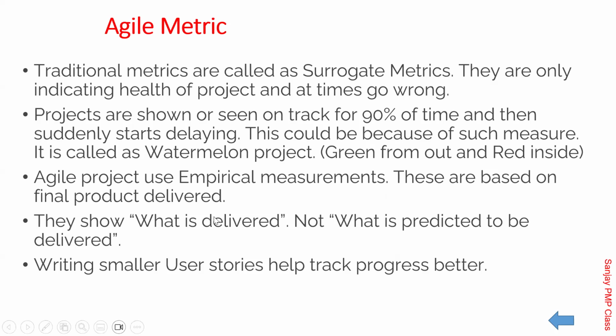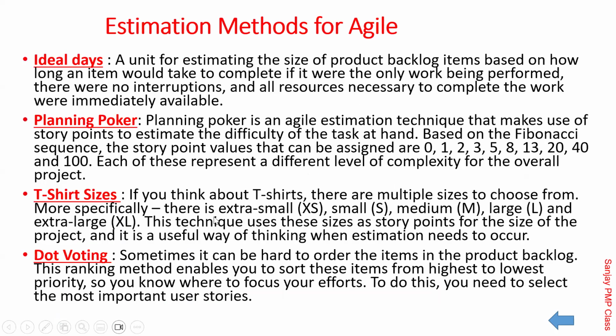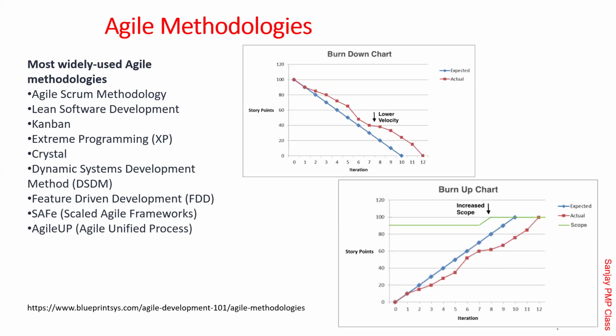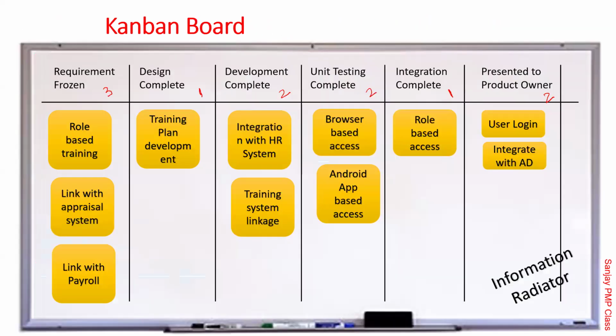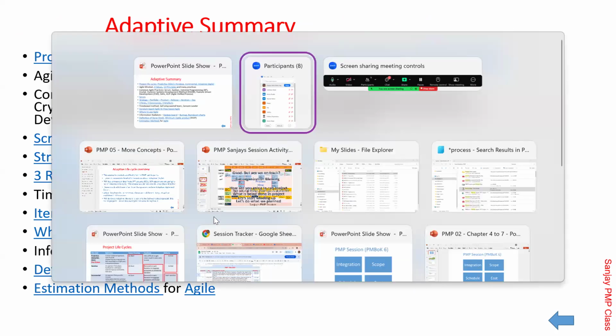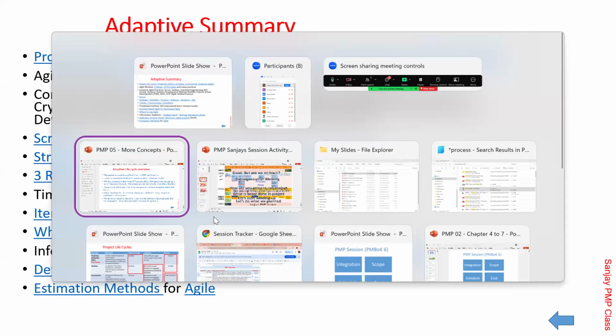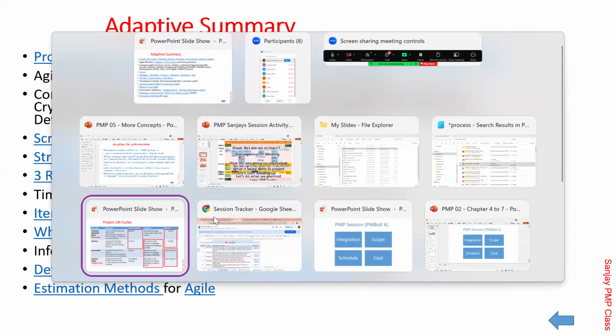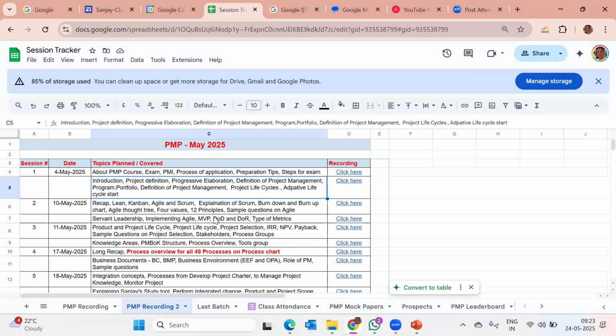So are you realizing, whatever is given here is nothing new. It is all from the same book. Burn down charts and so on. So basically, this was the whole thing called adaptive, which we have seen on that particular day. And now coming back to the product and project life cycle. The product life cycle is much bigger. And project selection: IRR, NPV, payback, and some sample questions we tried.